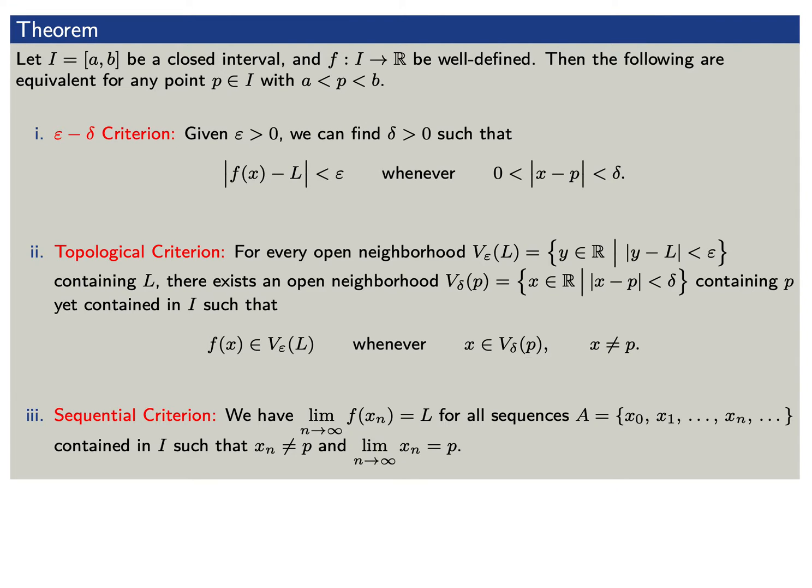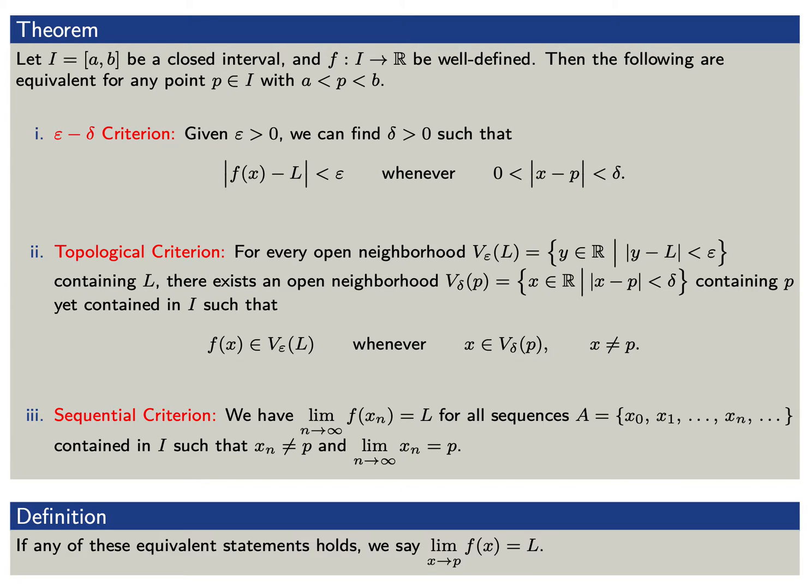This says that our sequence f of x sub n tends to L for all sequences x sub n contained in I, where x sub n is different from p and x sub n tends to p. These three statements are equivalent, and if any of these equivalent statements holds true, we'll say that the limit as x tends to p of f of x equals L.